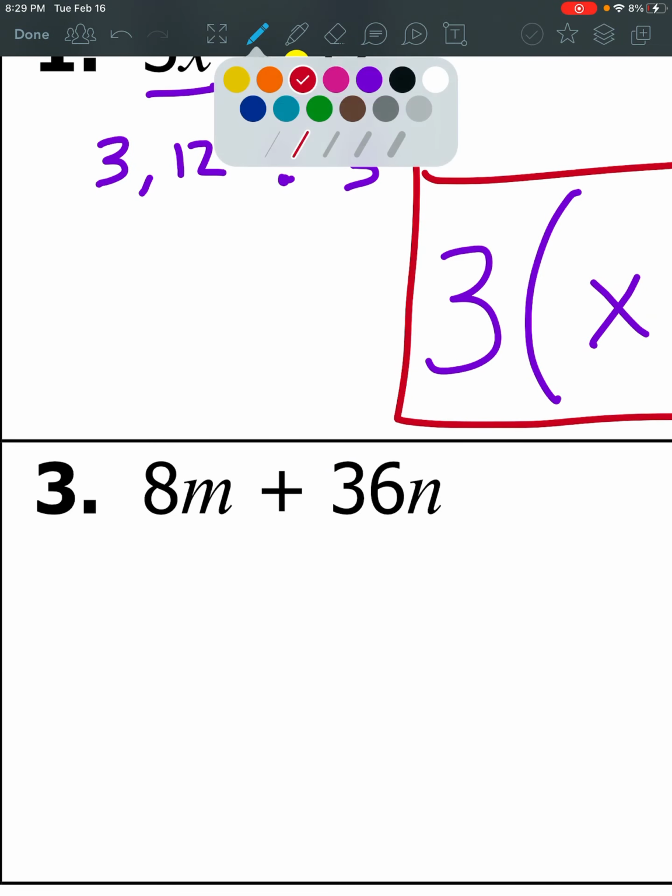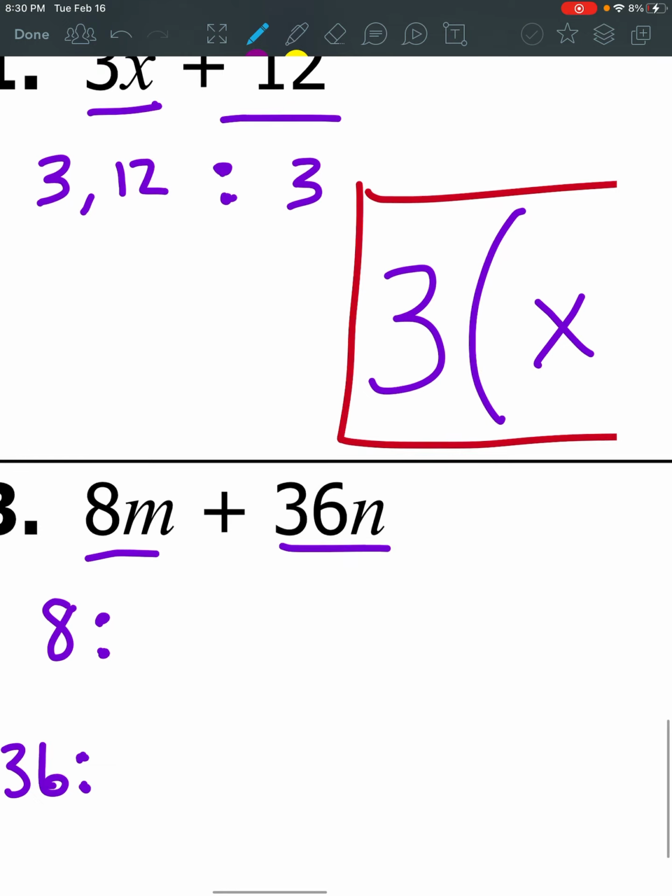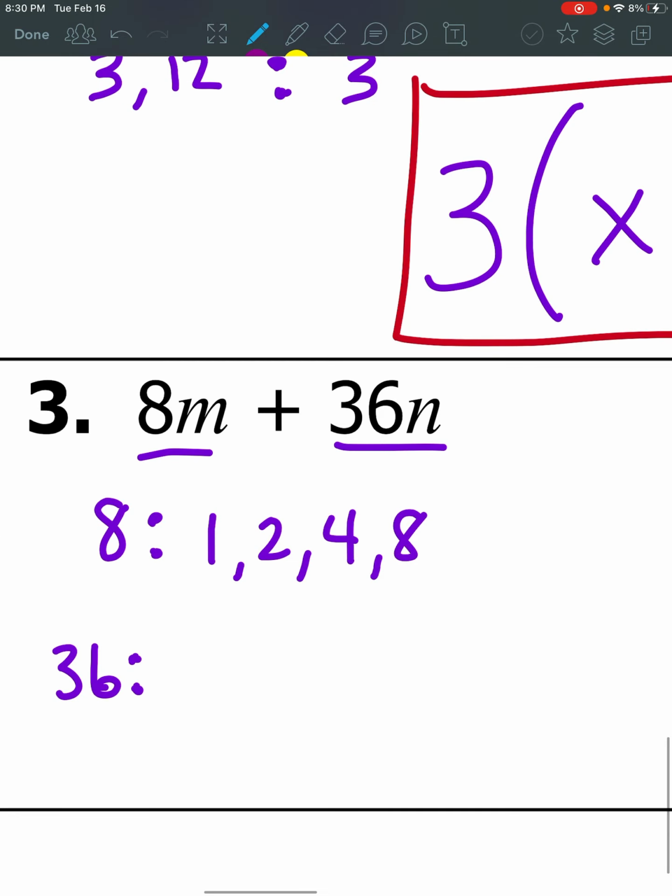So again, our first step, look at your coefficients. So 8 and 36. And what you could do if you had no idea, actually I'm going to stack these, you could list out those greatest common factors, but hopefully you will start getting the pattern of this and be able to find the GCF without listing them out.